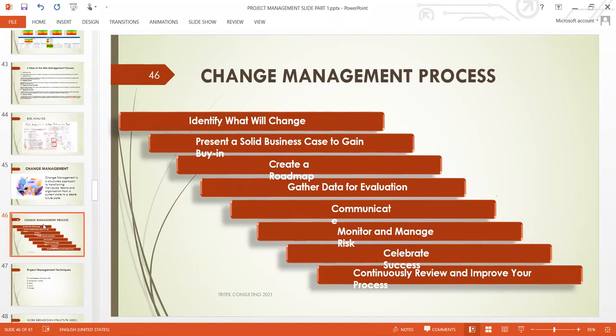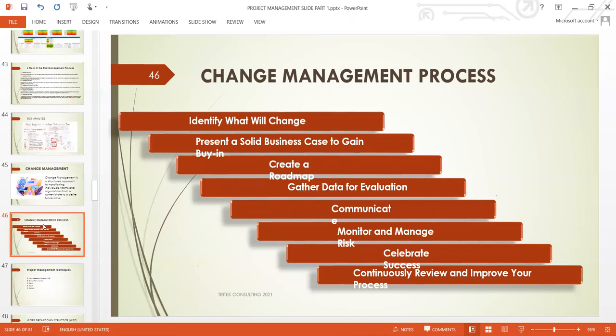Then after everything is done and the change has been implemented, celebrate the success with every stakeholder, everybody involved who contributed in achieving that change. And then continuously review and improve the process. When you have finished your project, there's something you need to do. Call it a post-implementation review. That change must be maintained. You must have a culture, because it's a change, so that people will not go back to their old ways of doing things. And that is it.